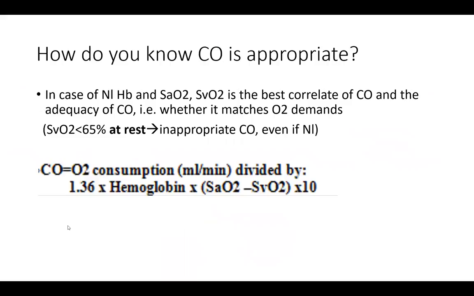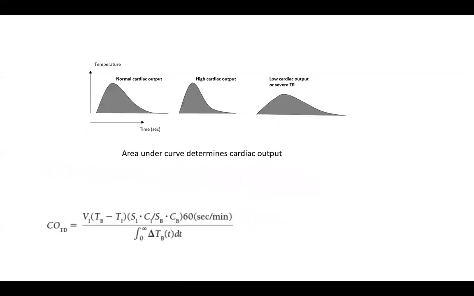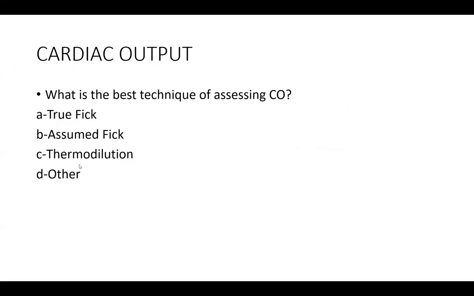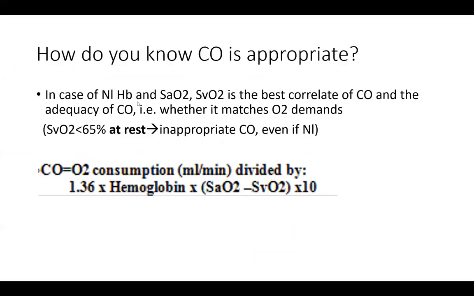All right. So I will go back to my first question that I asked here. What is the best technique of assessing cardiac output? In my opinion, the best technique is mixed venous O2 saturation. Here's the concept. From the Fick equation, this is the mixed venous O2. And this is, in my opinion, the best way of assessing whether cardiac output is adequate, regardless of the conditions. And that's easier to obtain, less subject to error and to variability.